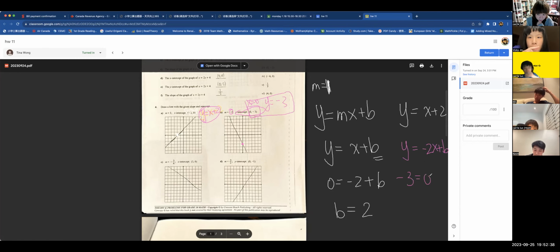Negative 3 equals 0 plus b, because negative 2 times 0 equals 0. So b equals what? b equals negative 3. So this equation you find out y equals negative 2x minus 3.